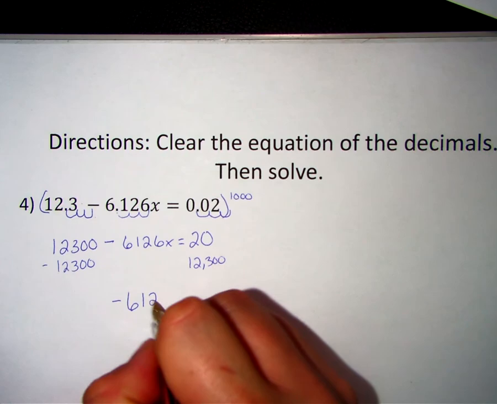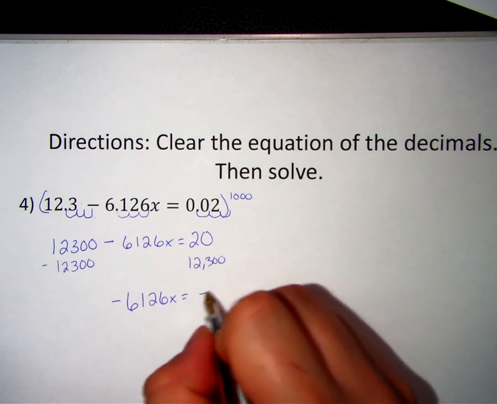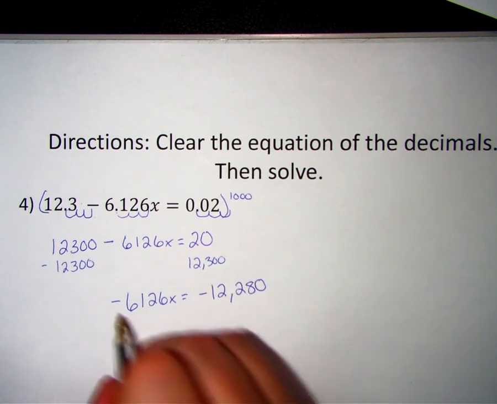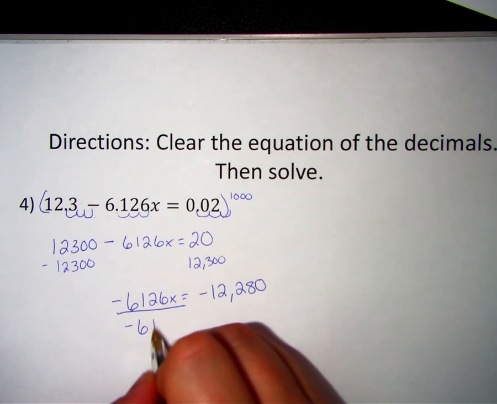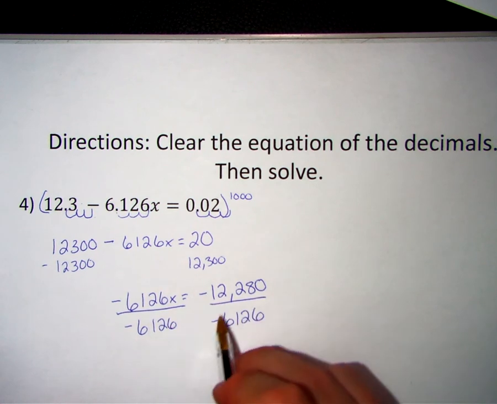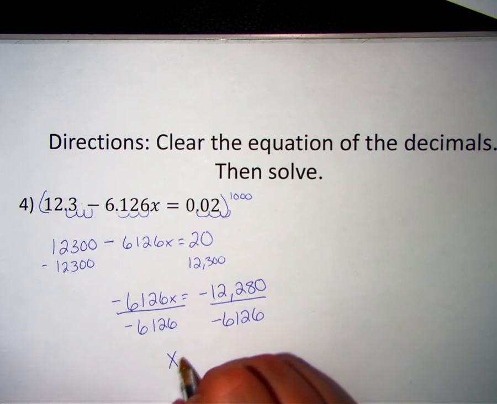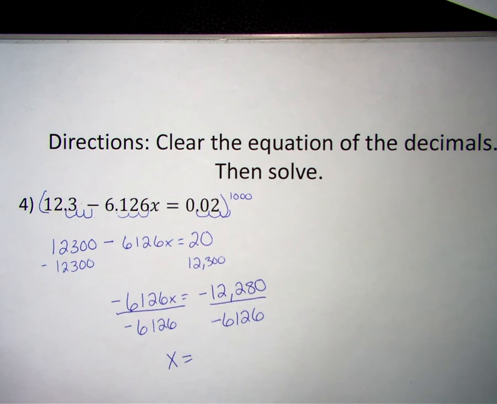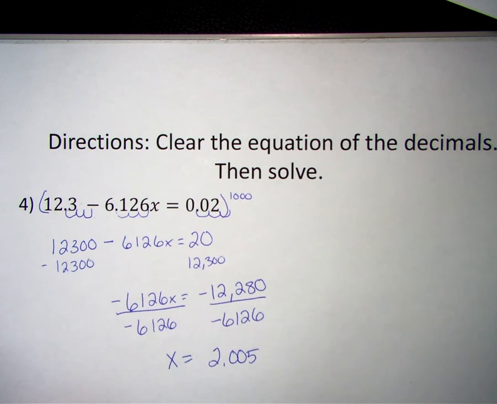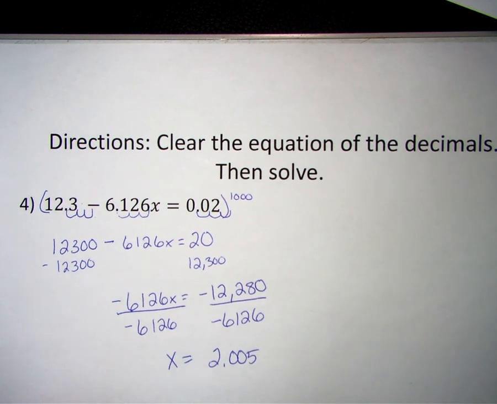Negative 6, 1, 2, 6x is going to be equal to negative 12,280. And so we'll divide by negative 6,126 on both sides. I have a negative divided by a negative, so I know I'm going to have a positive solution. And our solution is 2.00. We'll call that 5 just so that we can see the value and not think it's rounding off at zeros to a perfect division.